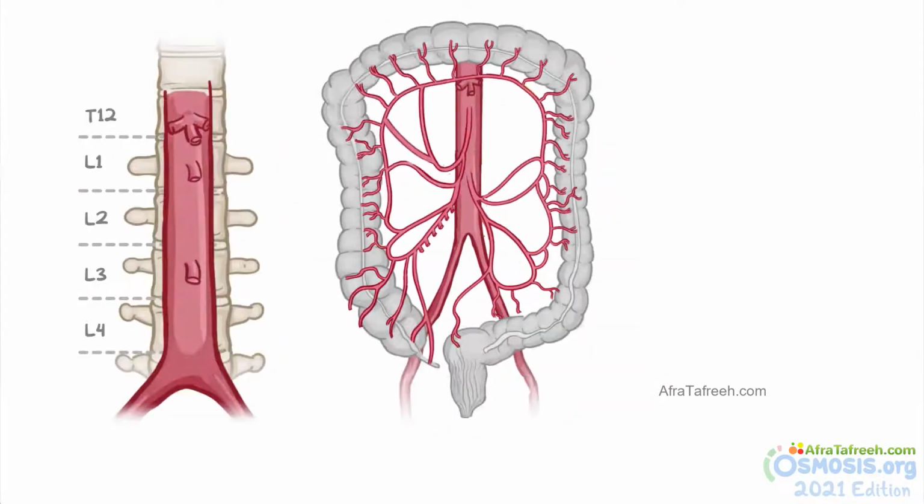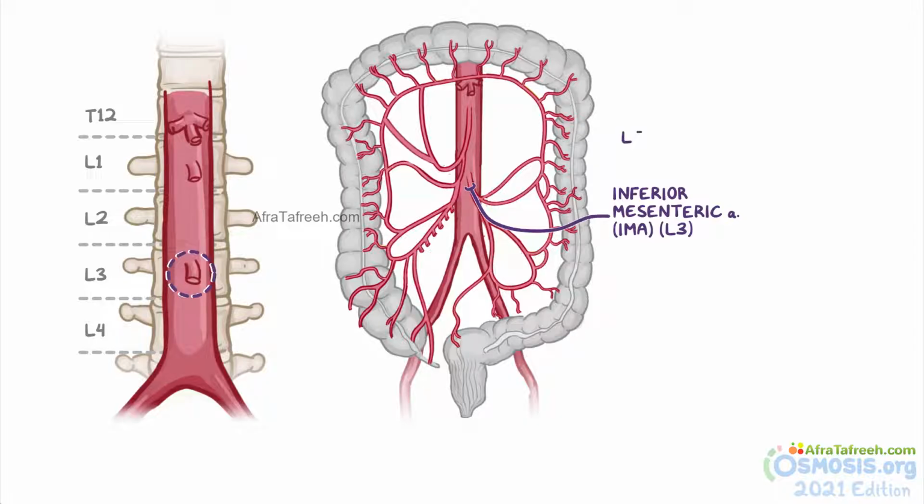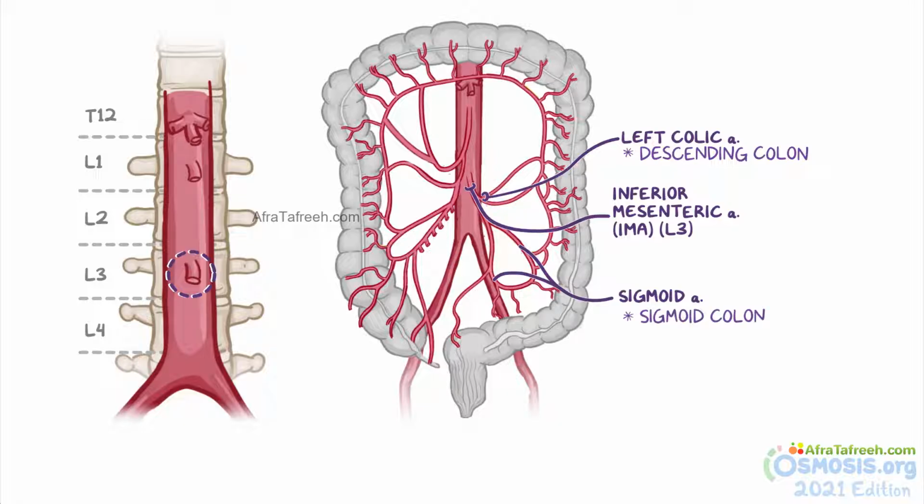Last but not least, going back to the abdominal aorta now, the inferior mesenteric artery, or IMA, arises at the level of the L3 vertebra, from the anterior wall of the abdominal aorta. The IMA gives off the left colic artery that goes retroperitoneally to the left and supplies the descending colon. Next are the sigmoid arteries that travel within the sigmoid mesocolon to supply the sigmoid colon, as well as a part of the descending colon through anastomoses with the left colic artery.